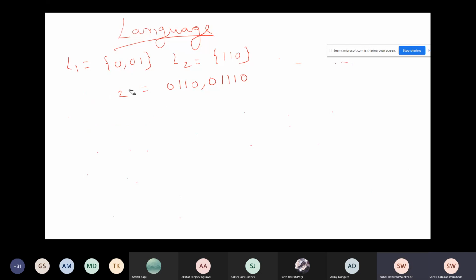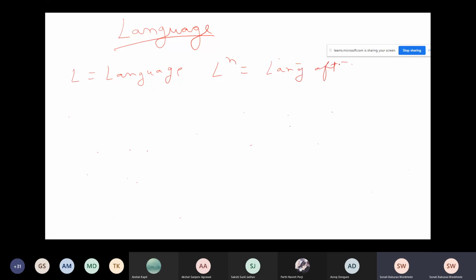Now we will see, what is L? L is our language. Similarly, L raised to n is the language obtained after concatenation. We are concatenating n copies of L.